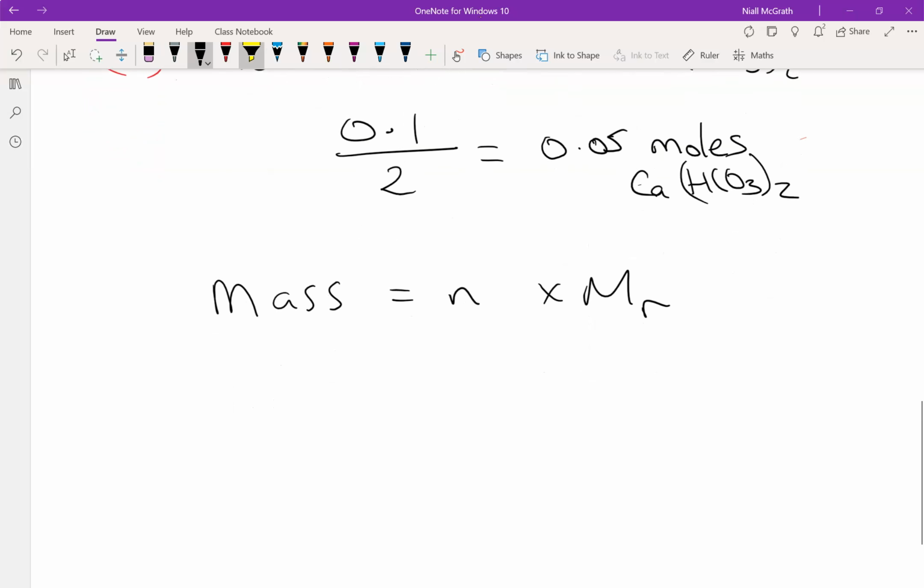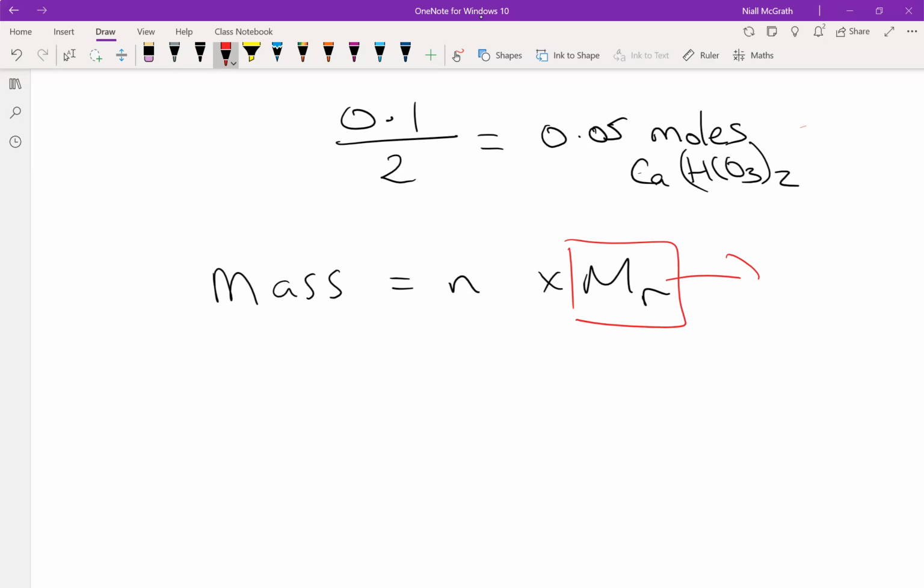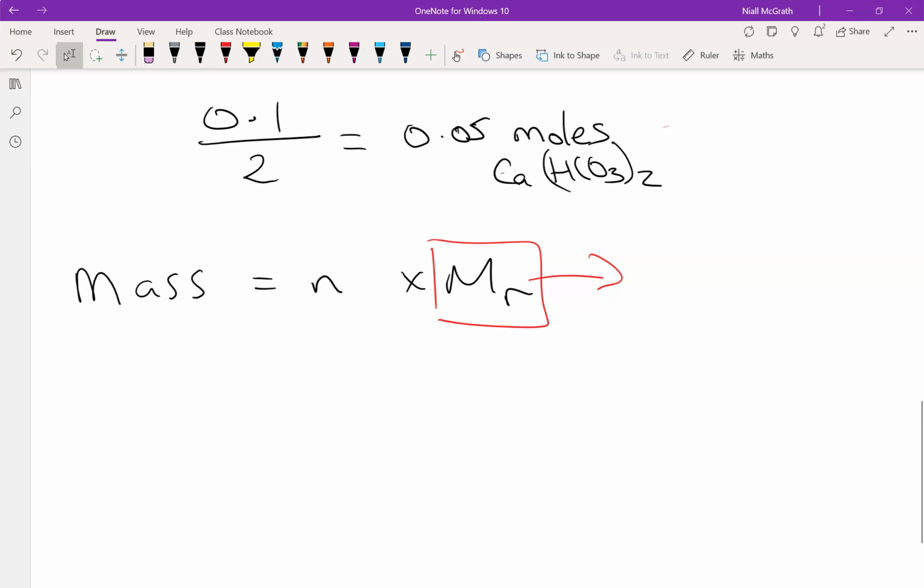If we find the relative mass of our calcium hydrogen carbonate, calcium is 40. Hydrogen is 1, but you have 2 of those, so that is going to be 2. Carbon is 12, but again you have 2 of those, so that's going to be 24. Oxygen, you have 6 of them, as you have 3 multiplied by 2. So it's going to be 16 multiplied by 6, and that is going to give you 96. So your Mr of your calcium hydrogen carbonate is 162.